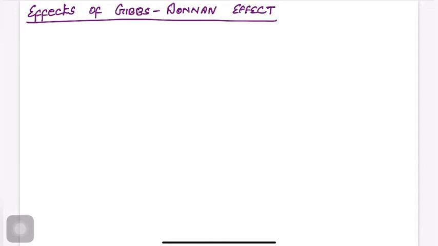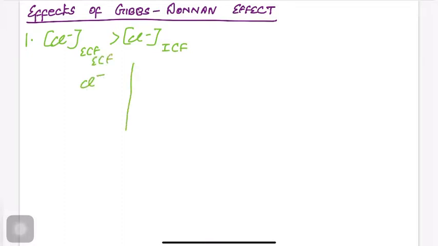Then, moving on to the effects of the Gibbs Donnan effect, there are three main effects. What is the first effect? As we already said, due to the presence of protein, the chloride concentration of ECF is greater than the chloride concentration of ICF. So chloride starts moving from ECF to ICF, right? As chloride is negatively charged, potassium also moves from ECF to ICF. And not only potassium, as the extracellular fluid also contains sodium, sodium can also move from ECF to ICF.